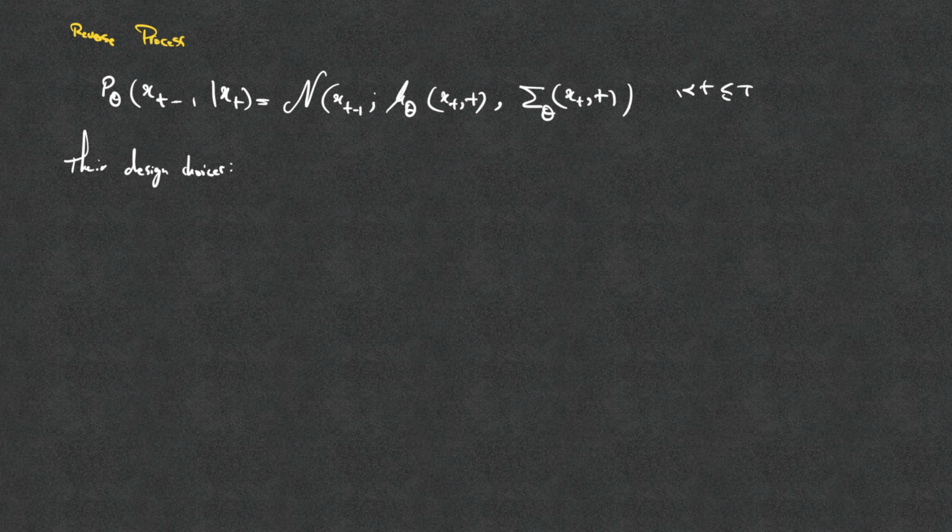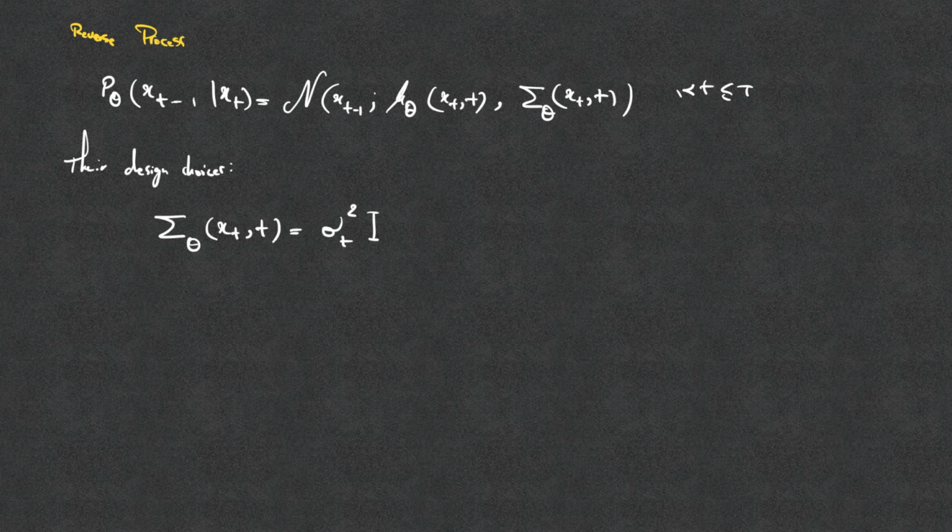As for the reverse process, which is supposed to do the denoising, you have p theta of xt minus 1 given xt. It will basically be parameterized as a Gaussian, a normal distribution of xt minus 1, with mu theta and sigma theta, parameterized with xt and t. Let's see what the design choices made in this paper are.